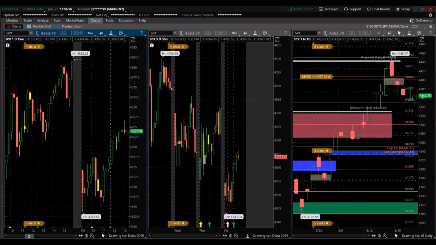Friday, June 23rd, 1:56 p.m. New York time. Good afternoon. We're in the last trading day of this week. It was a short trading week because Monday was the United States holiday, so the equity market was not open. Another name for the equity market is the stock market.